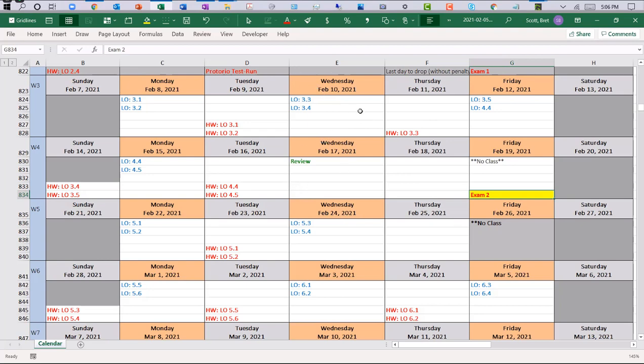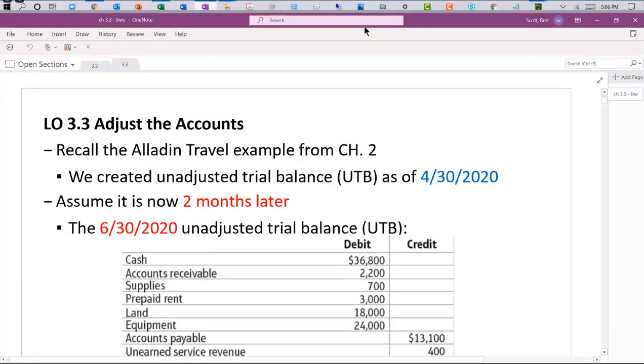This material gets pretty dense after a while, so make sure that you are reading before coming to class. If you need any help, please reach out and speak to me. Make sure your notes are completed. Make sure you're getting the homework done on time, and always, always, always feel free to reach out to me when you need me. Let's talk about 3.3.